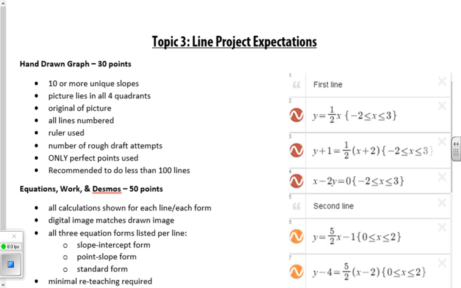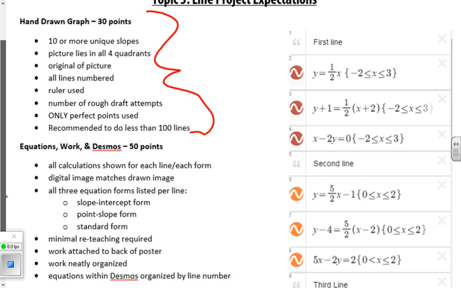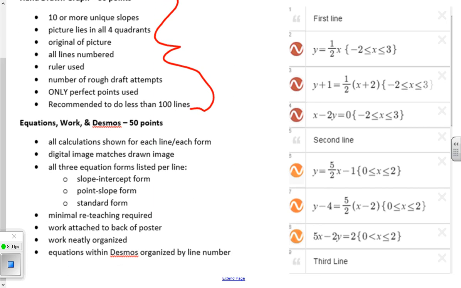So, kind of revisiting our expectations, we've already talked about this hand-drawn graph. You should already be done with that really at this point. You've already checked in with me. You've already drawn your final copy. We're moving on to the equations, work, and Desmos component, right? And again, you'll notice this is 50 points of your grade, half of your grade.